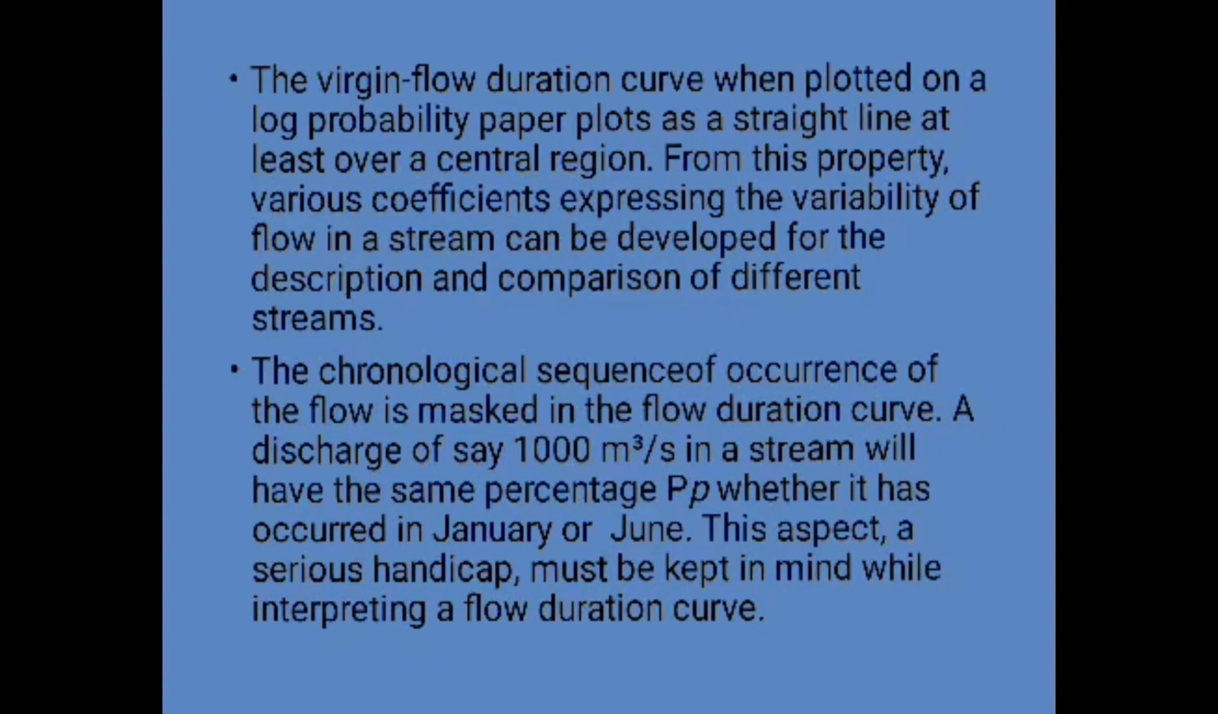The chronological sequence of occurrence of the flow is masked in the flow duration curve. A discharge of, say, 1000 meter cube per second in a stream will have the same percentage P whether it has occurred in January or June. This aspect, a serious handicap, must be kept in mind while interpreting a flow duration curve.